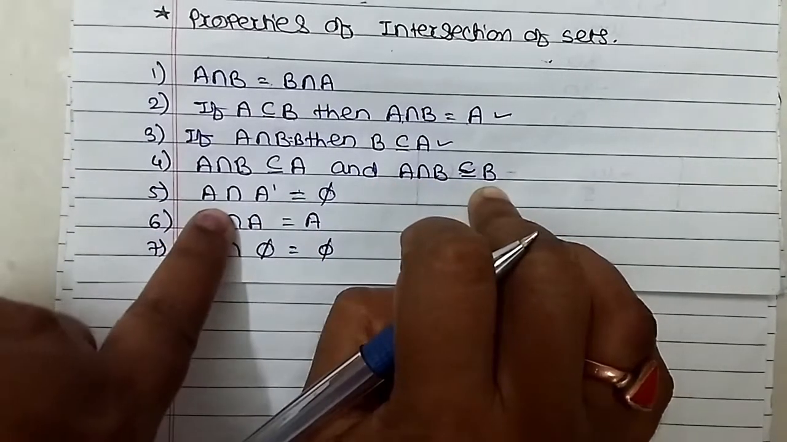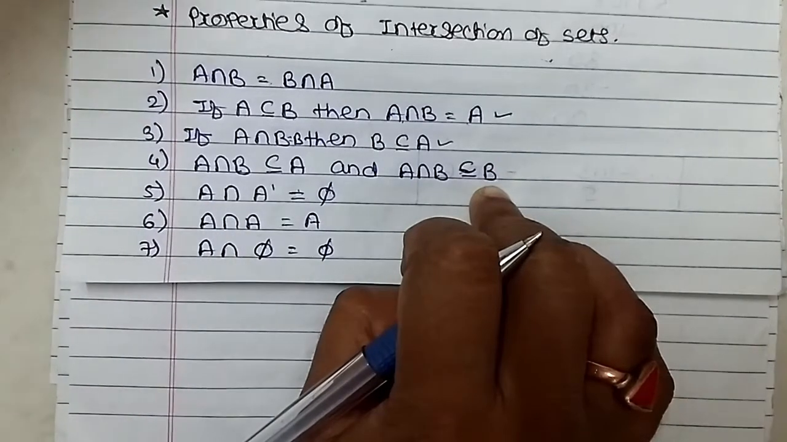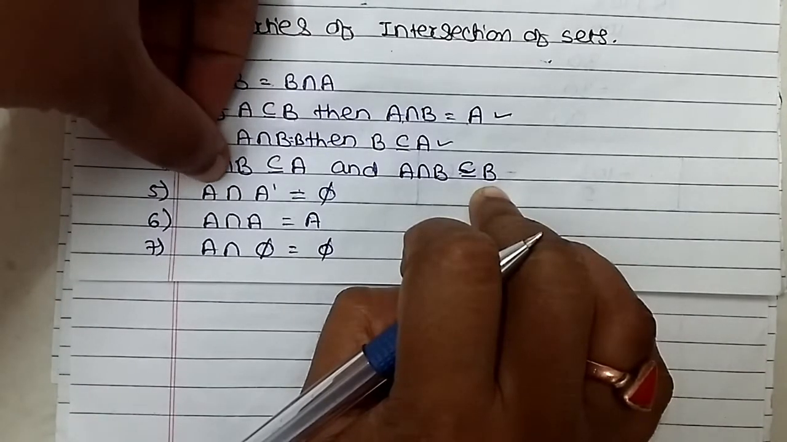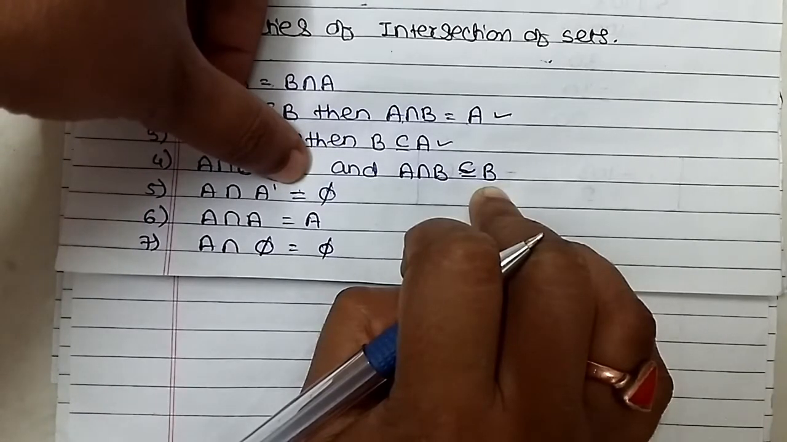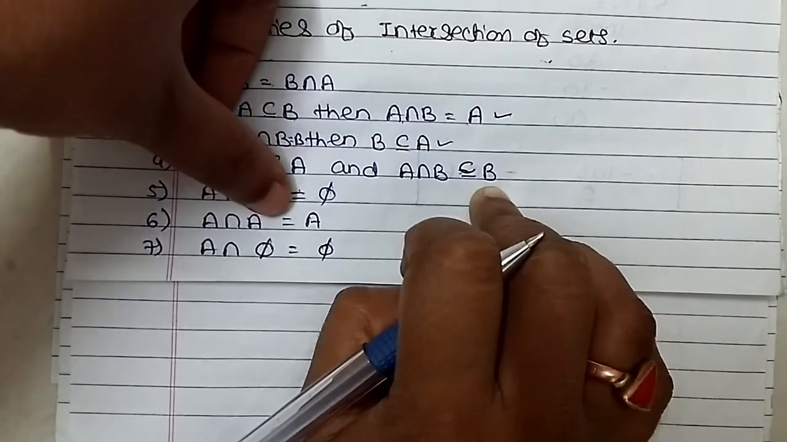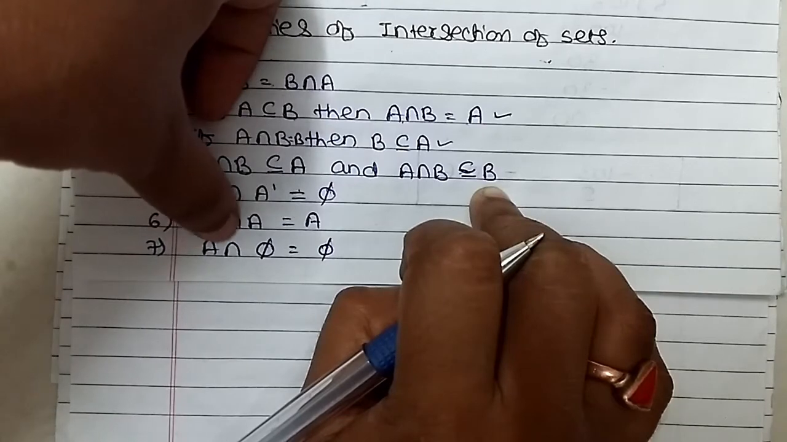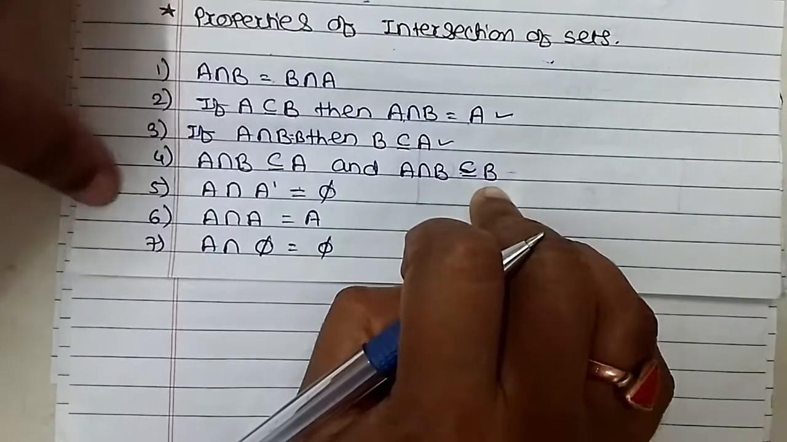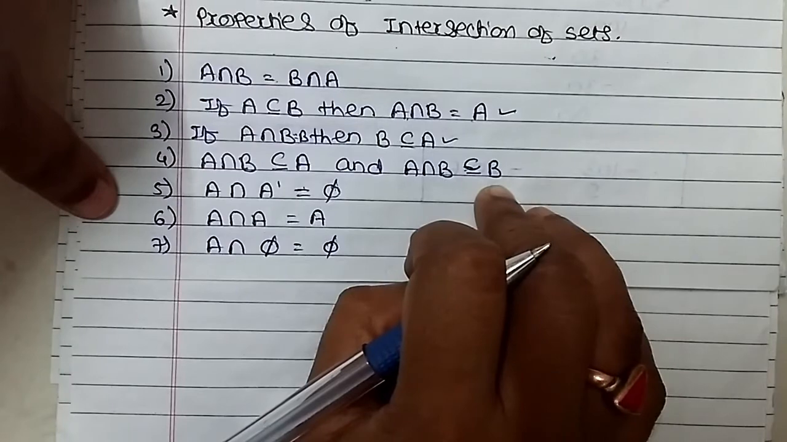When we have to calculate the intersection of the original set and the complement of that set, that is A intersection A dash, what is the result? Empty. The empty set. Correct? When A intersection A, what is your result? That is A itself. Then A intersection phi, that is A intersection null, is equal to the null set. Clear? Understand this one? Just remember these properties properly here.